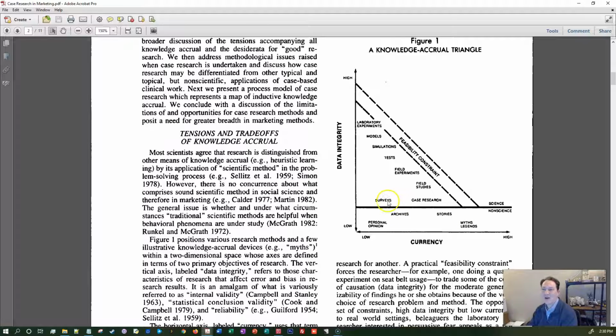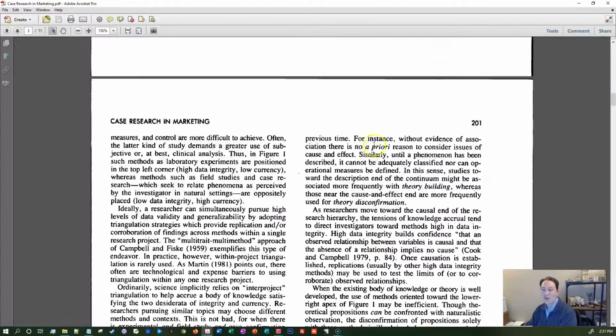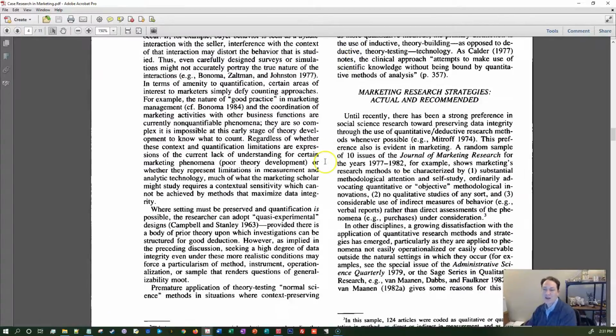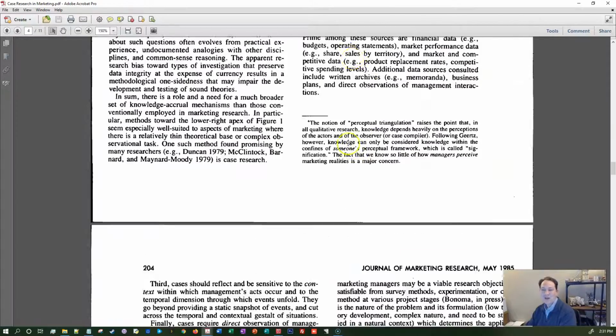Now, one thing that I would also note is surveys on his knowledge accrual triangle are pretty low down in both, and I would say that there is some truth to that. Surveys are not tremendously useful for much of anything beyond a very basic understanding, and they tend to have a low quality of data associated with them unless they're collected really deliberately and carefully. So keep that in mind. So as you're looking at this piece, think about that diagram. And then there's another one that comes up a little bit later.